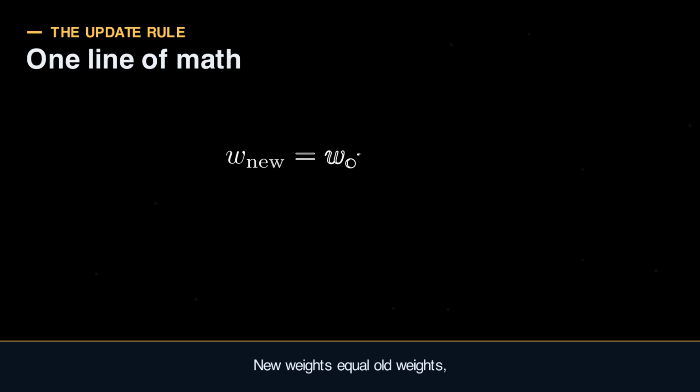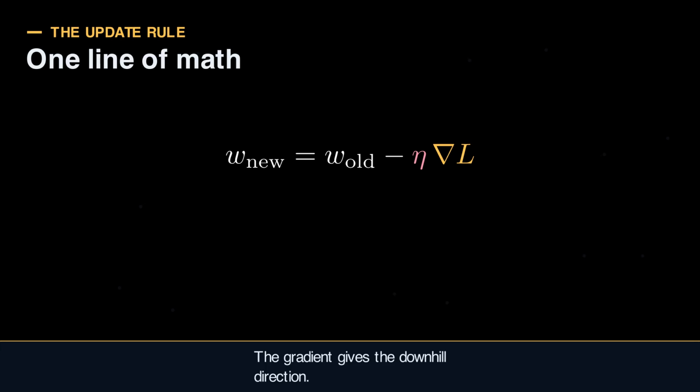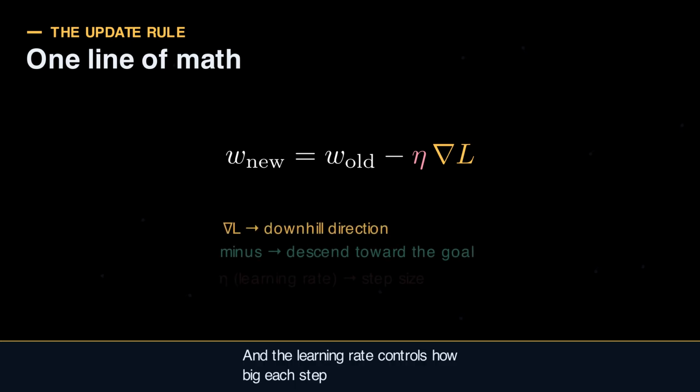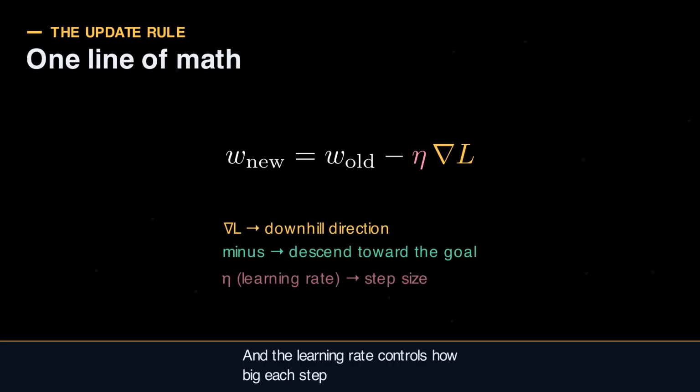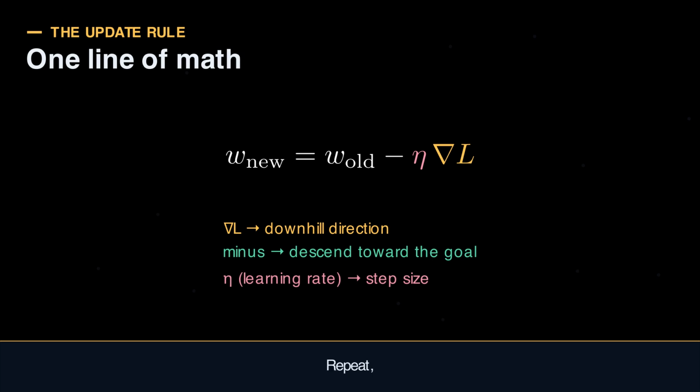New weights equal old weights minus the learning rate times the gradient. The gradient gives the downhill direction. The minus sign turns descent into the goal. And the learning rate controls how big each step is. Repeat and the error rolls downhill.